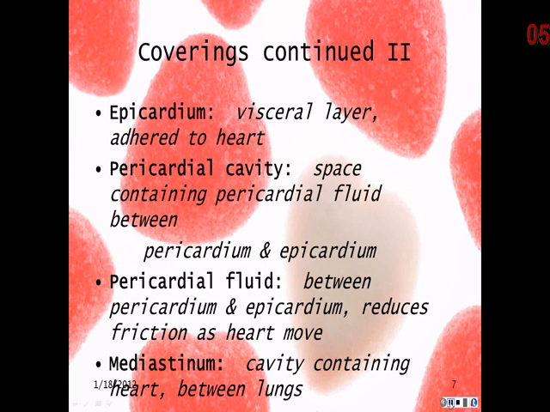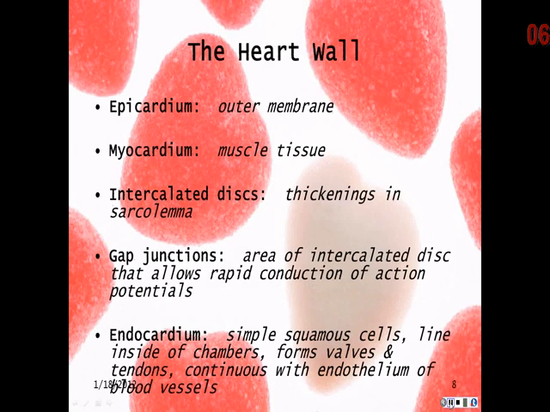The epicardium is the visceral layer adhered directly to the heart itself. Between the epicardium and pericardium is a space called the pericardial cavity. This space contains pericardial fluid to reduce friction. The space between the lungs, which contains the heart and its vessels, is the mediastinum.